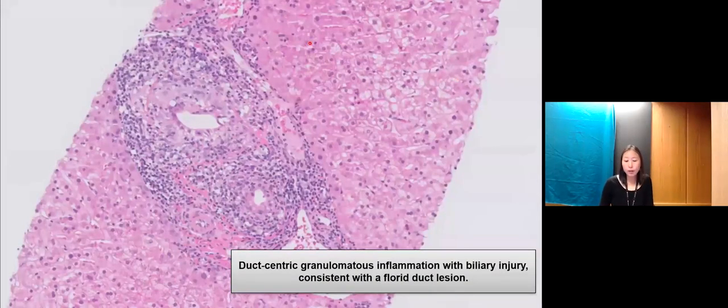When we go on higher power to some of these portal tracts, we again see that dense mononuclear inflammatory infiltrate that again is very well bounded. You can see that it is very well confined to the portal tracts with very little infiltration into the surrounding parenchyma. And then of course, the most diagnostic finding is this granulomatous inflammation that is centered on a heavily injured bile duct. And so this is the morphology that we would expect for a florid duct lesion, which in the setting of someone with a chronic cholangiopathy would be consistent with primary biliary cholangitis.